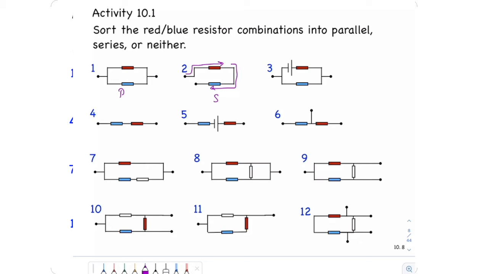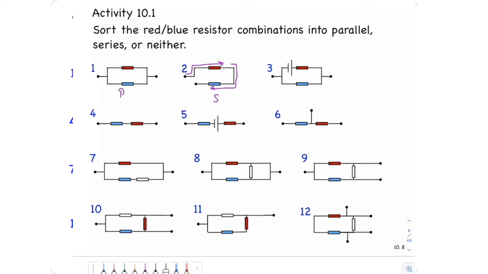How about number three? I hear series and I hear neither. Elizabeth, is that you? You want to explain your neither? Okay, so the voltage across the blue resistor is the voltage difference between these two points. But the voltage across the red resistor is between this point and that point, which is not the same thing as between that point and that point because of that additional voltage source. So that means they're not in parallel.